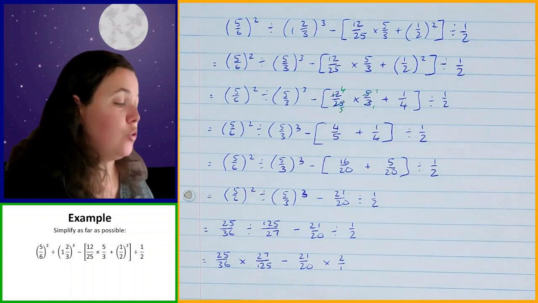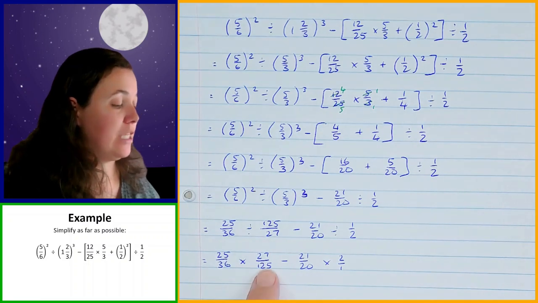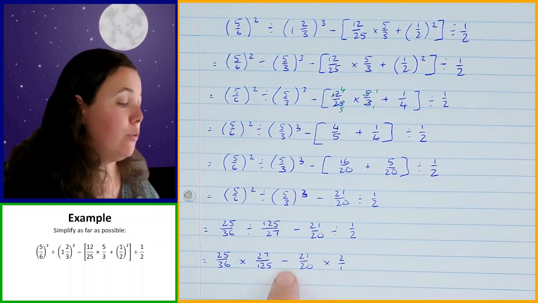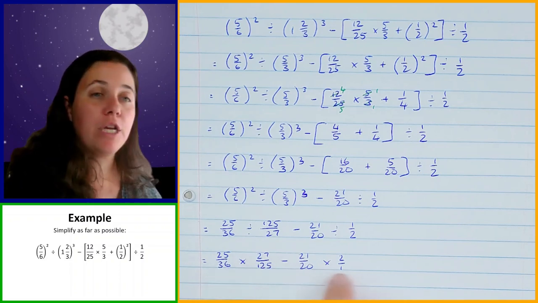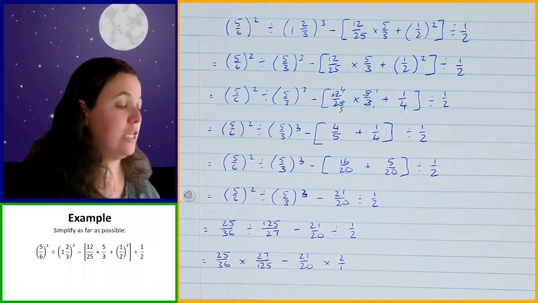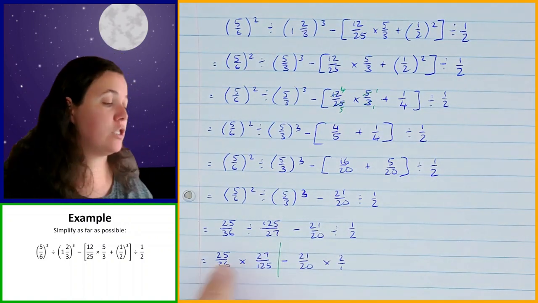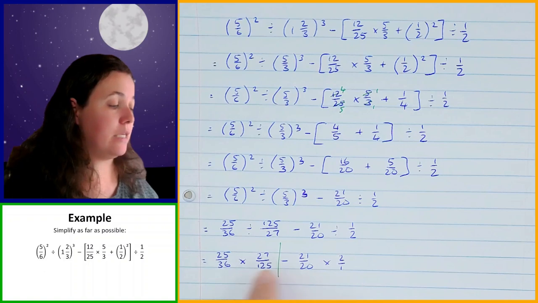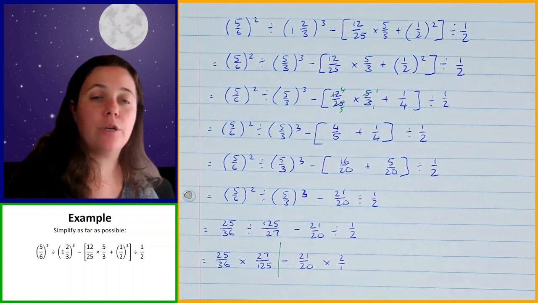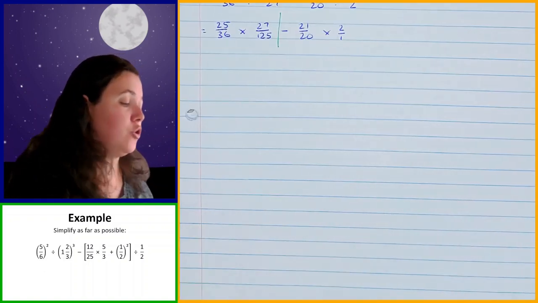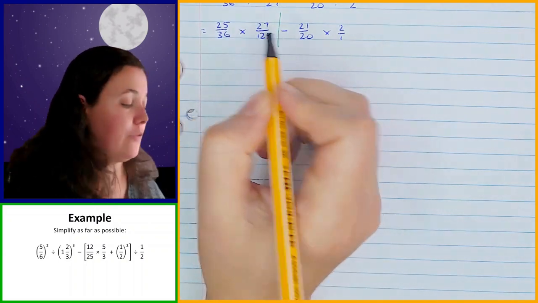Now the next thing I'm going to do is I'm going to simplify the multiplication here and the multiplication here. Now remember, when I've got a minus over here, I can't cancel things over here with things over there because these are not being multiplied. So these are separate. I have to keep them separate. Okay. Please don't start cancelling things on this side with things on that side. It's not going to work. Okay, so now I'm going to go and do my simplification. So let's see what I can simplify.